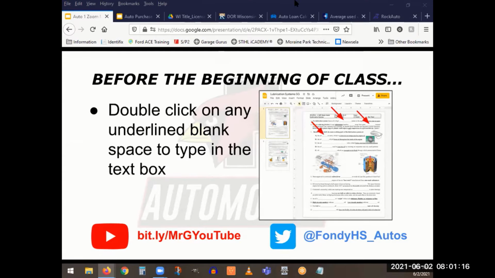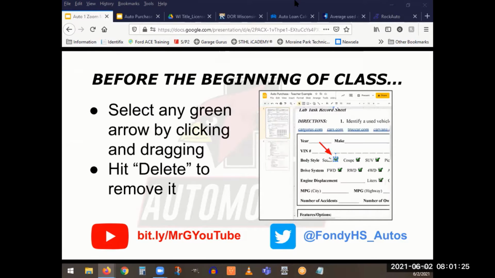All right, welcome to day 2 of our 4-day week. Today we're going to be covering the second page of our final project, which is an automobile purchase.